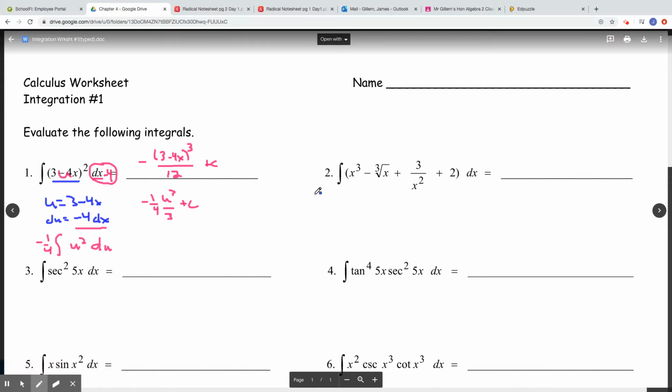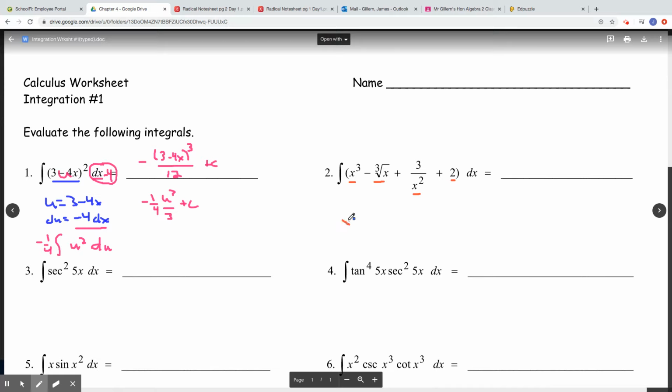All right, number 2. Now this is not a quantity raised to a power. It's not trig. We just have a bunch of different terms. I know everything we've been doing in the last couple days of notes is substitution. What's going to happen is they're going to be intermingled with ones we've already done before. So this is just how we would normally integrate.